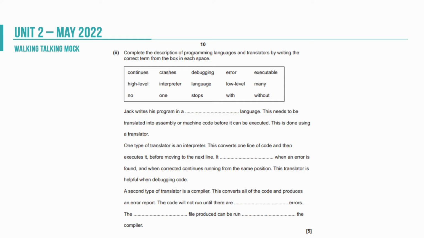Another fairly nice question now on page 10. We've got a decent length paragraph and we've got some keywords that we can put into those spaces. It's one word per space. It always is unless you're told otherwise. And we're only going to use each word once.